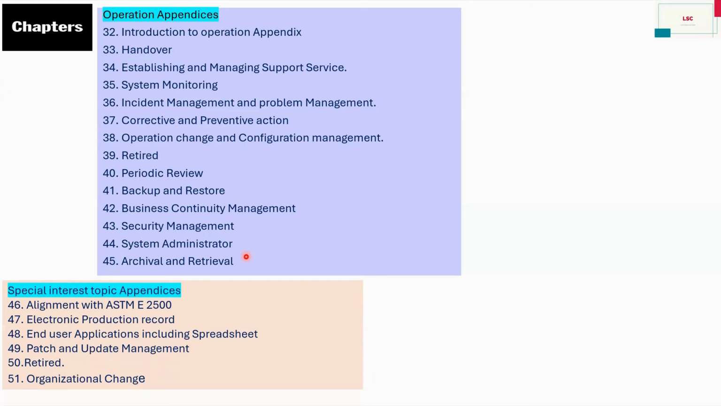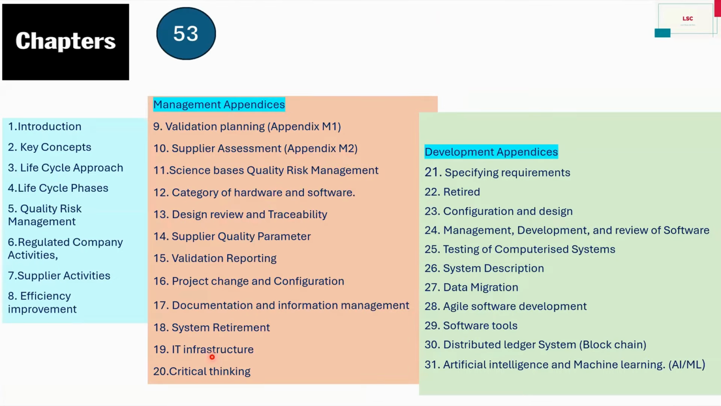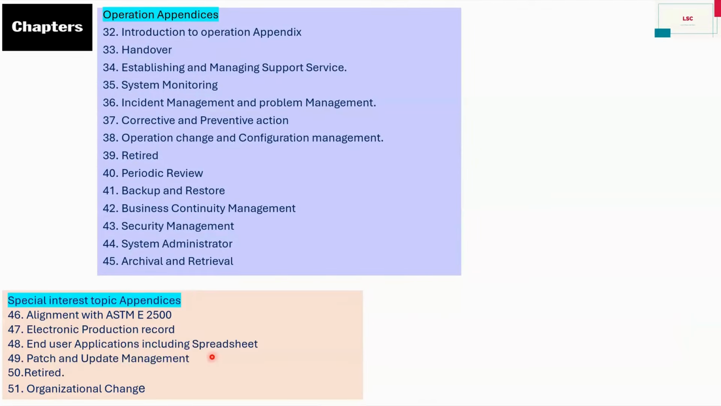And then the special topics cover alignment with ASTM E2500, electronic production record, end user applications including spreadsheets, patch and update management, retirement, and organization change. Then some references and glossary in the general appendix. So this is all about the index or chapter-wise parts given in this guideline. We can easily understand how they segregated the different activities in their guideline. So it is easy for all of us to understand each chapter so that we can thoroughly understand the actual concept in GAMP 5.